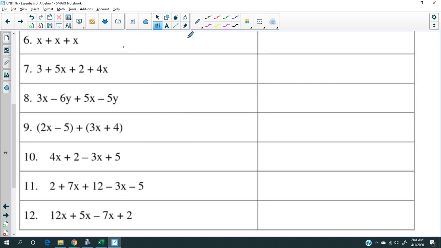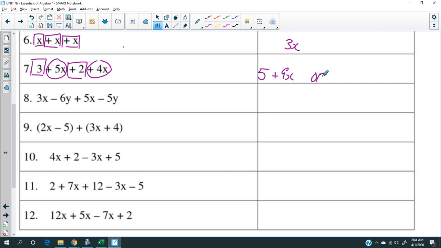Okay, and we're back. So, number 6, who's in the same family? All 3 terms. So, x plus x plus x. How many x's are there? 3x. Good. So, number 7, who's in the same family? The number family and the letter family. So that's 3 plus 2, that's 5. Plus 5x plus 4x, that's 9x.